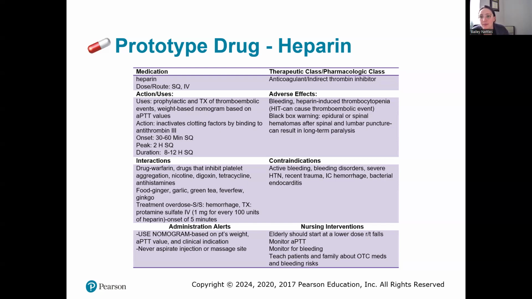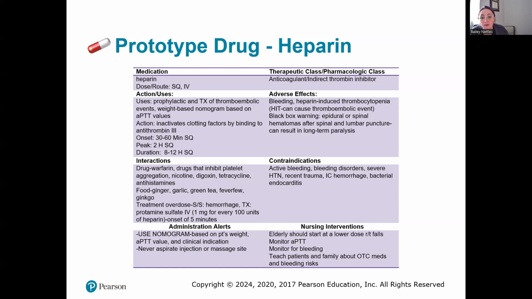Okay. Black box warning. If you're having an epidural or a spinal hematoma after spinal or lumbar punctures, sorry, that's not what it's saying. It can cause epidural or spinal hematomas after spinal and lumbar punctures, which can result in long-term paralysis. So if you give heparin after someone's had a spinal or lumbar puncture, they can have a risk for hematomas, which can cause lifelong paralysis if you cut off the blood flow too long.